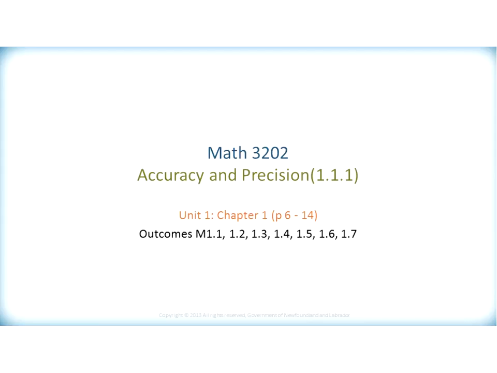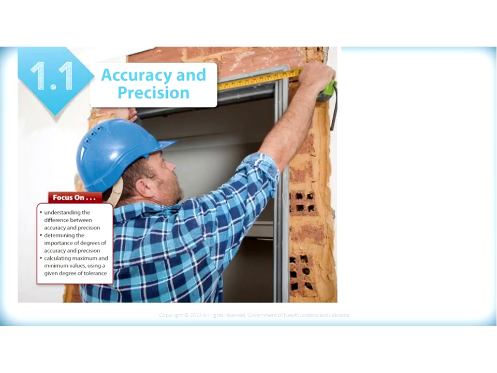Okay, we're going to start this course looking at accuracy and precision. So in accuracy and precision, what we're going to look at is understanding the difference between accuracy and precision, and also determining the importance of degrees of accuracy and precision.